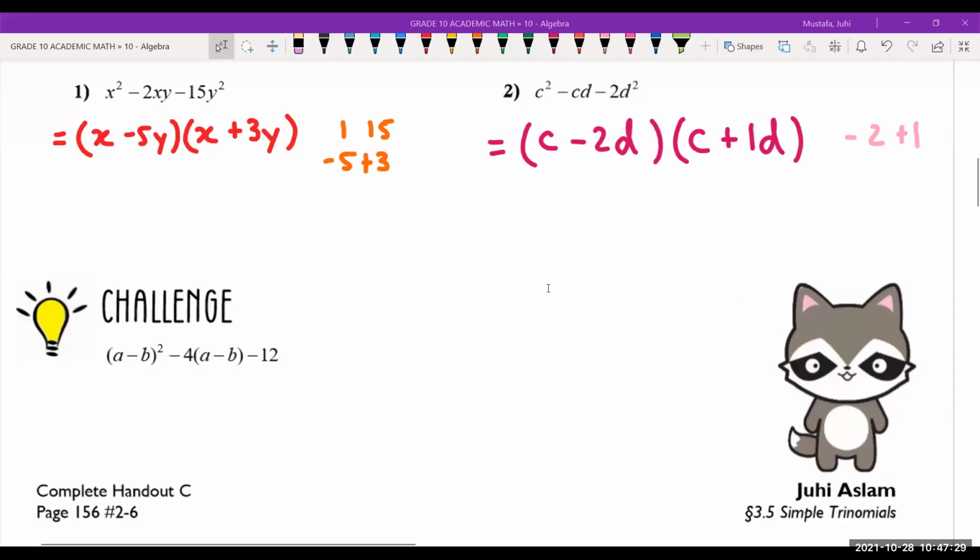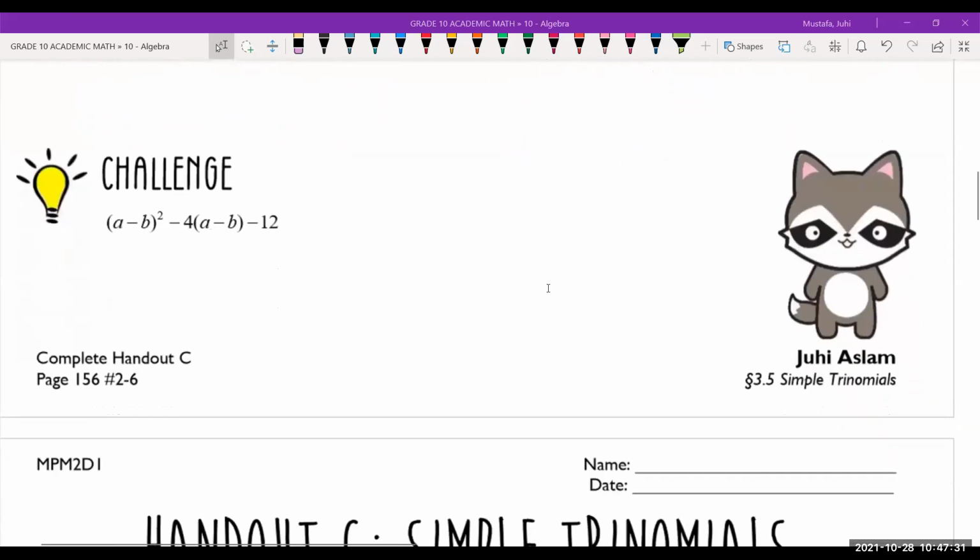So I have included a challenge question at the end. The reason why I included this challenge question is because you will find a couple of them on your sheet.